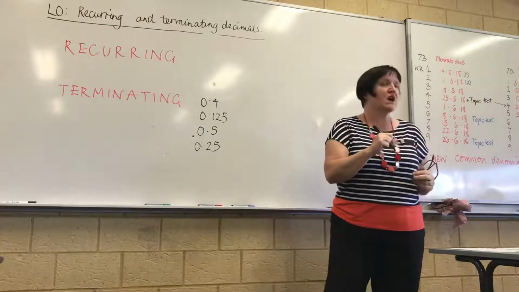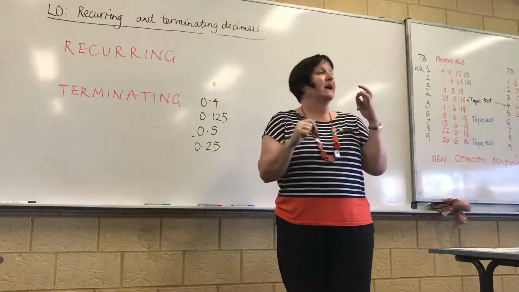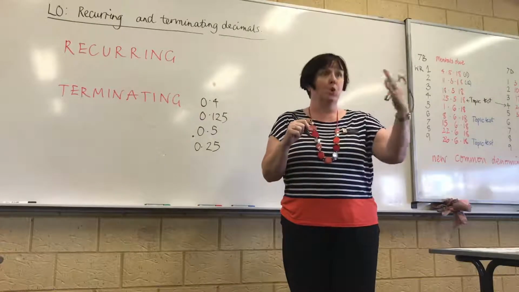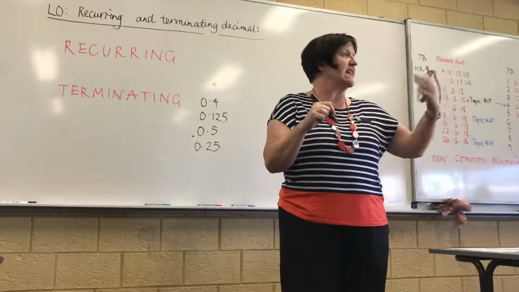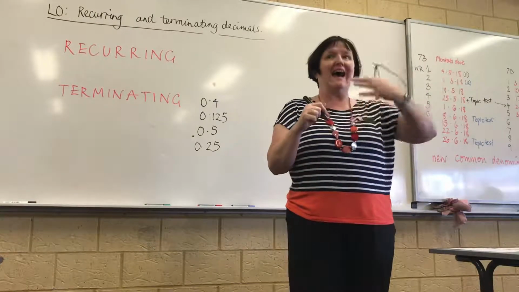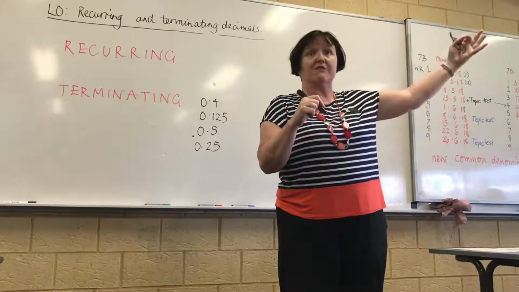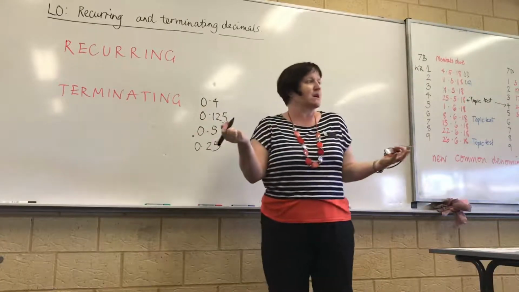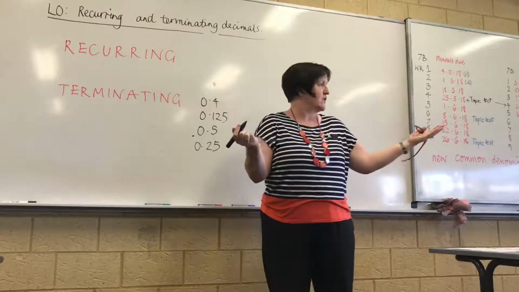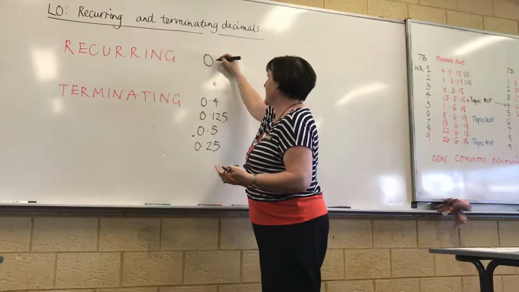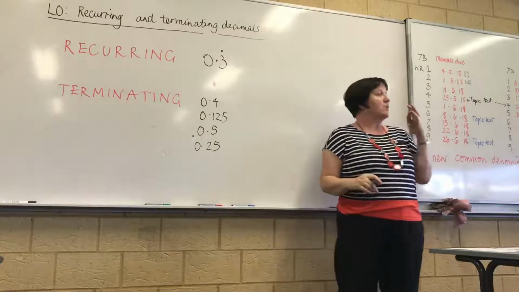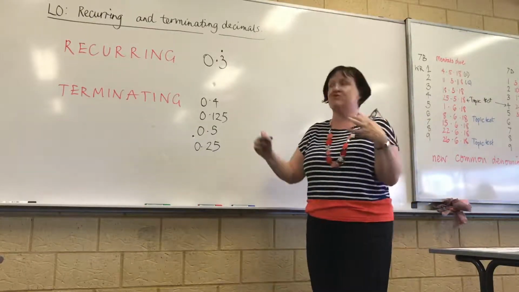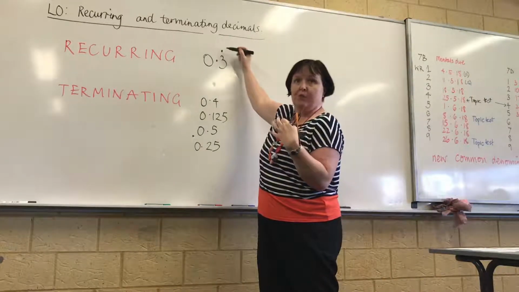Recurring decimals are decimals where one of the digits or more recur. That means that they occur again and again and again, ad infinitum, so infinity. So who can give me an example of one of those? Yeah, that's right. So that's the classic one, isn't it? 0.3 recurring. Now the way we indicate that something is recurring is we put a little dot at the top.